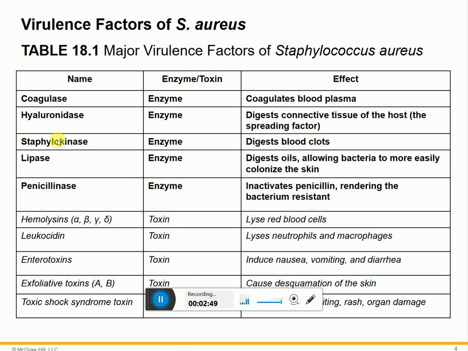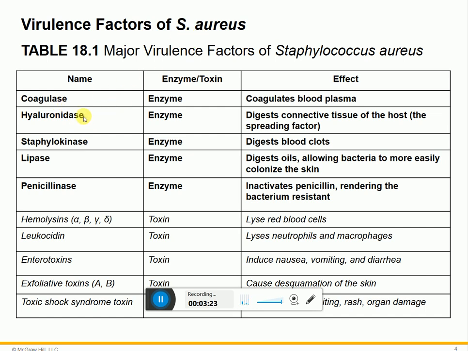These are all of the virulence factors. We'll see that there are 5 different enzymes secreted by Staph aureus and 5 different toxins. I would like you to know all of them, the 5 enzymes and the 5 toxins. We'll go over them one at a time. The most important enzyme is coagulase. The coagulase enzyme will coagulate blood plasma, and this is one of the ways that we can differentiate Staph aureus from the other kinds of staph.